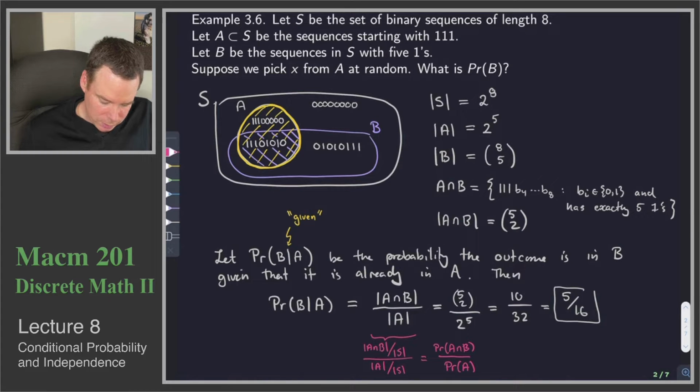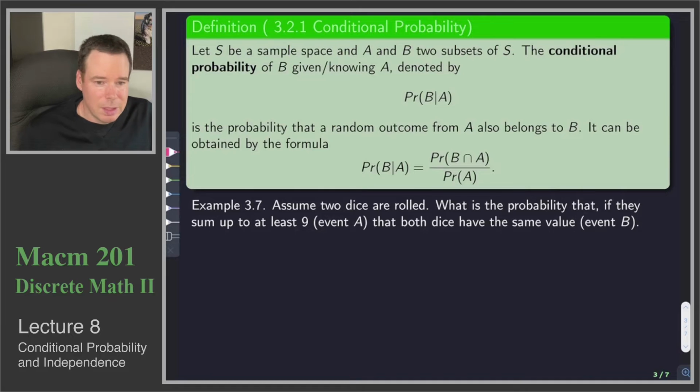And that gives rise to our next definition. This is known as conditional probability. So if S is the sample space and A and B are two events, then the conditional probability of B, given or knowing that A has already occurred, is denoted by PR of B with the vertical bar and then the A following it. And that is the probability that a random outcome from A also belongs to the event B. And as we've just verified, it can be obtained by the formula. Probability of B given A is equal to the probability of B intersect A over the probability of A.